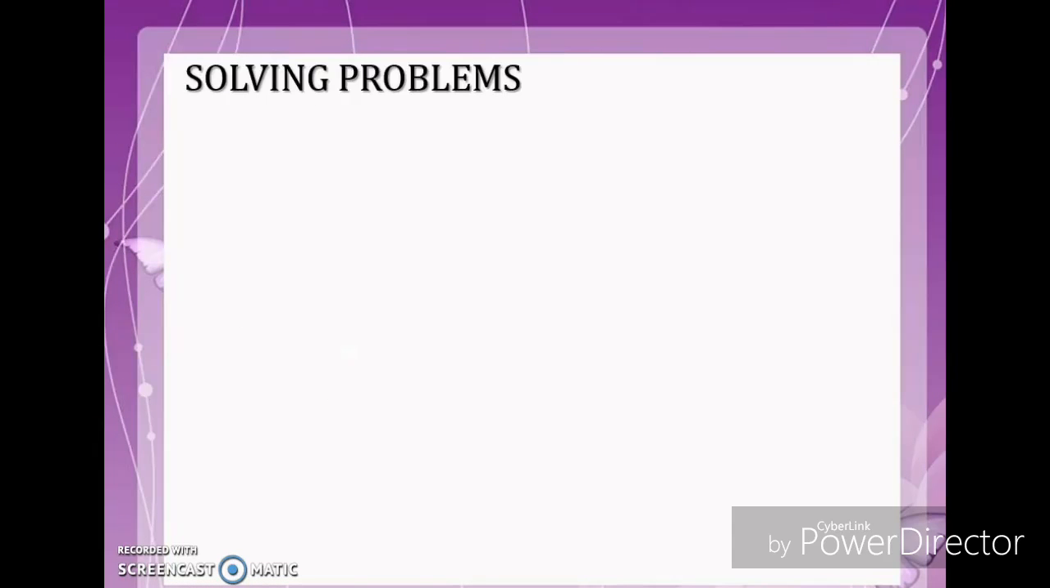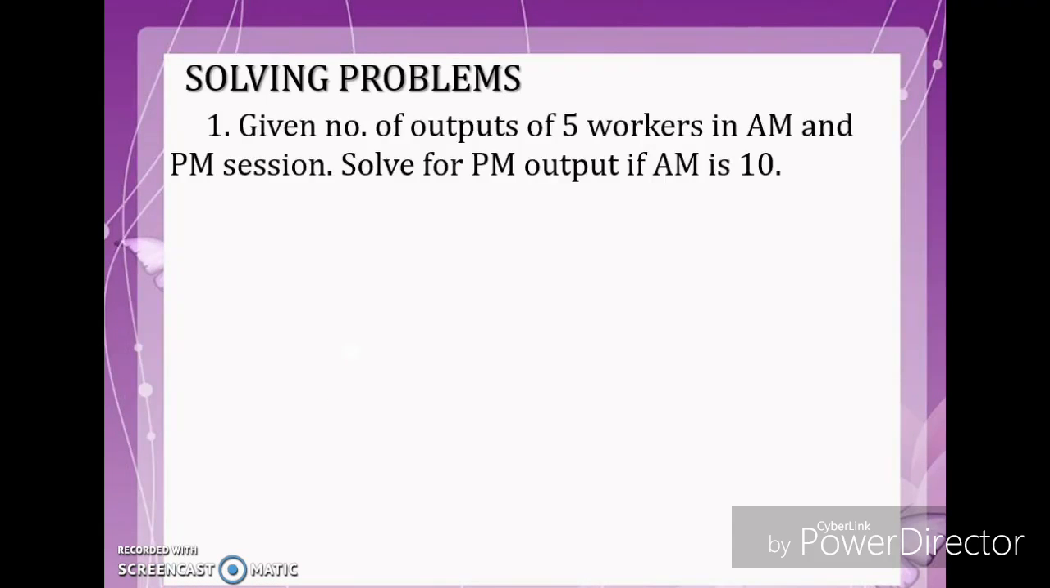So ngayon, try naman natin ito sa solving problems. So problem number 1. Given number of outputs of 5 workers in AM and PM session. Solve for PM output if AM is 10. So sinasabi dito na yung PM dependent variable at yung AM yung independent variable.